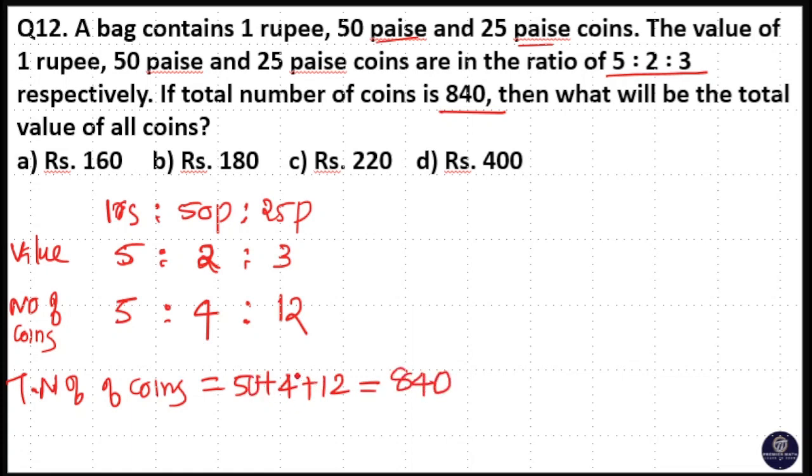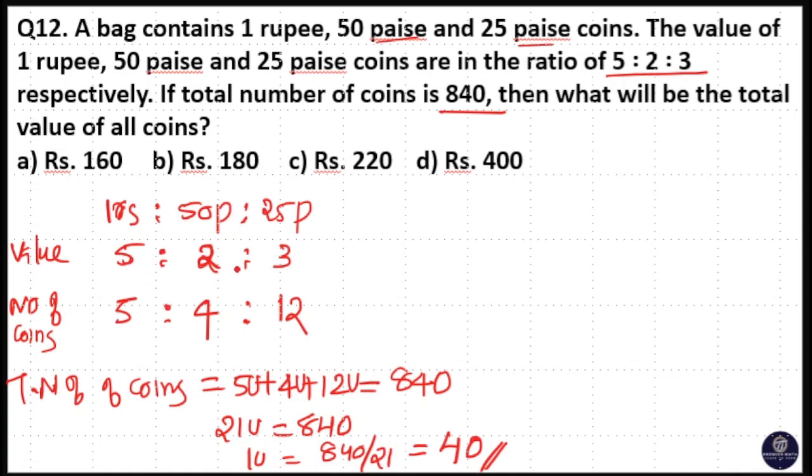5 unit plus 4 unit plus 12 unit is equal to 840. That means 12 plus 9 is equal to 21 unit is equal to 840. Then 1 unit will be 840 divided by 21, that is equal to 40. So 1 unit is equal to 40.